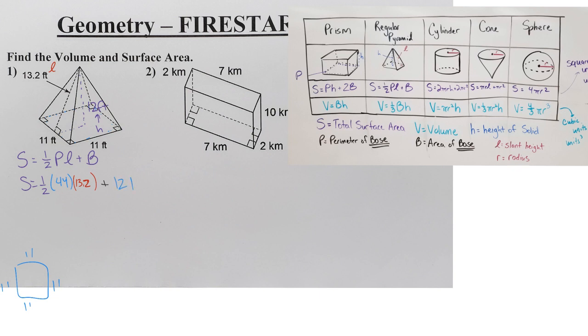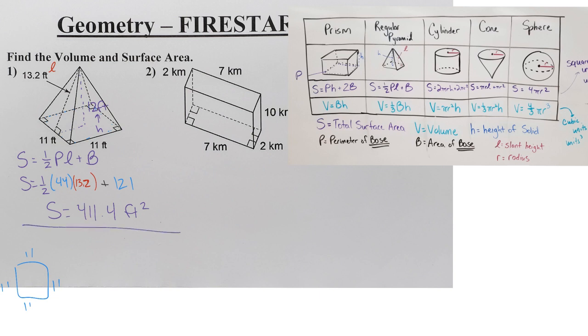So now look, I'm just going to plug this all into my calculator. I'm going to say 1/2 44 times 13.2 plus 121. And if you're using one of my calculators, you can plug it in exactly the way it looks. That's why I use that fraction instead of something divided by 2, which you might see. So I have a 411.4. Now you have to remember that surface area is coverage. Surface area is always square units, so it's square feet.